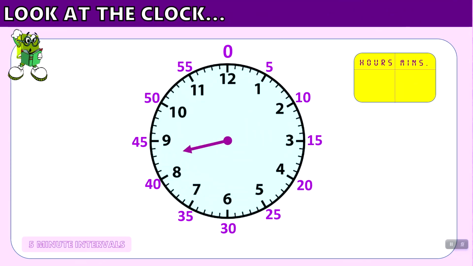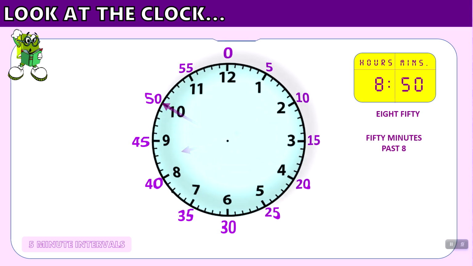How about this? The shorthand is between the 8 and the 9, and so we know it is 8 something. The longhand is on the 10, which represents 50 minutes. And so our time is 8:50. We see that the shorthand is between the 8 and the 9. It is almost 9 o'clock. But we say this is 8:50, or 50 minutes past 8.